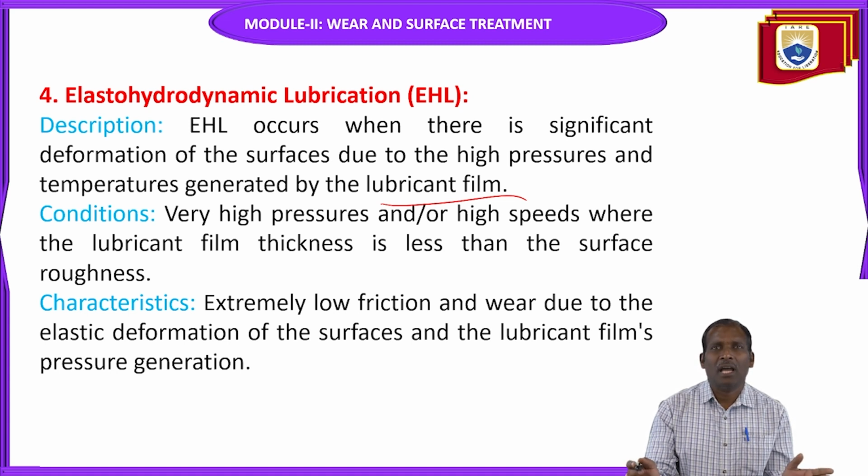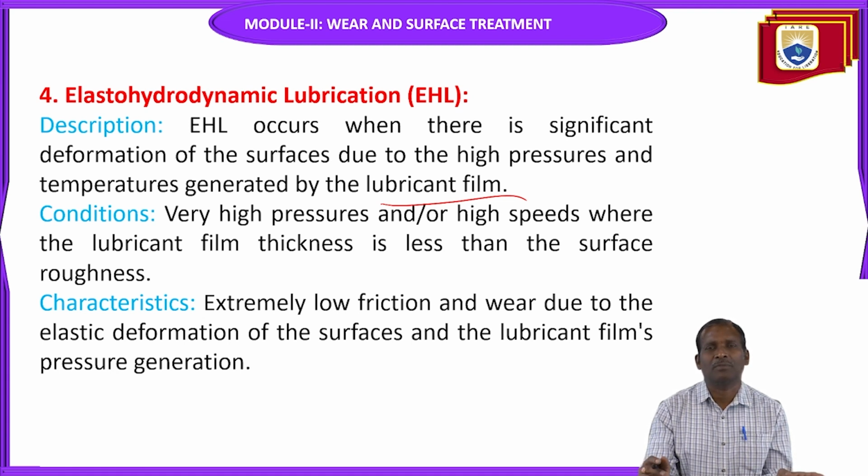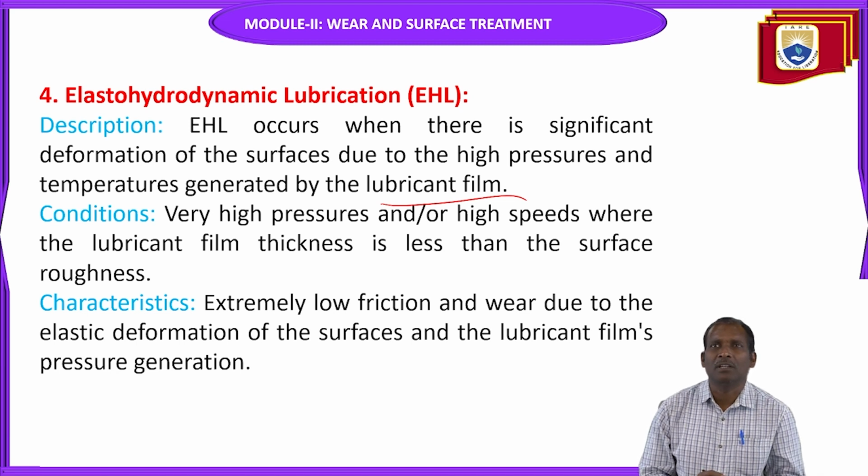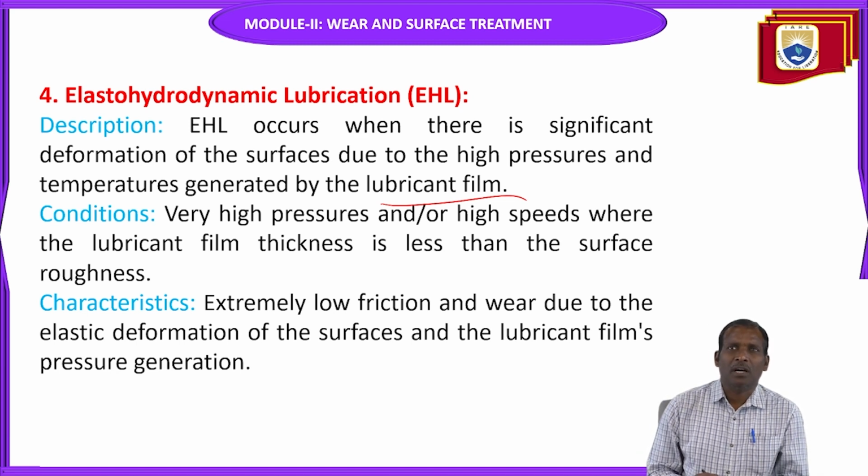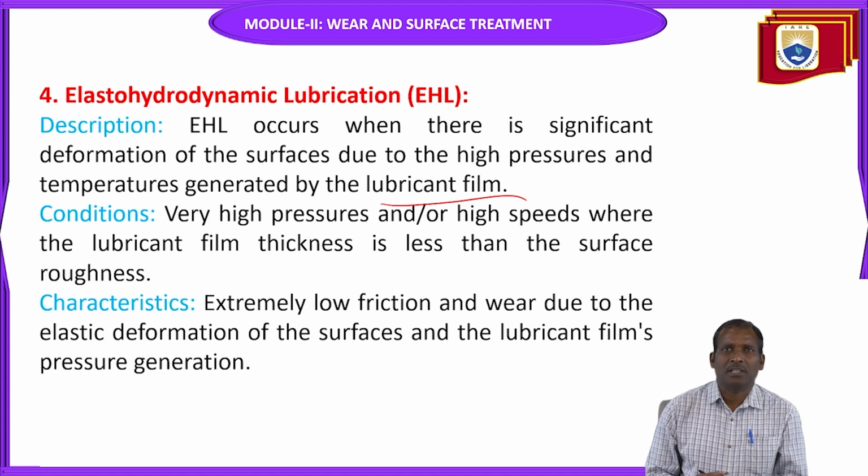So there are very high pressures and high speeds, where the lubricant film thickness is less than the surface roughness, and the characteristics are extremely low friction and wear due to the elastic deformation of the surfaces and the lubricant film pressure generation. So this type of lubrication system is called elastohydrodynamic lubrication, due to the high pressures and temperatures generated by the lubricant film. Due to the elasticity property, the deformation of the surfaces will be possible.